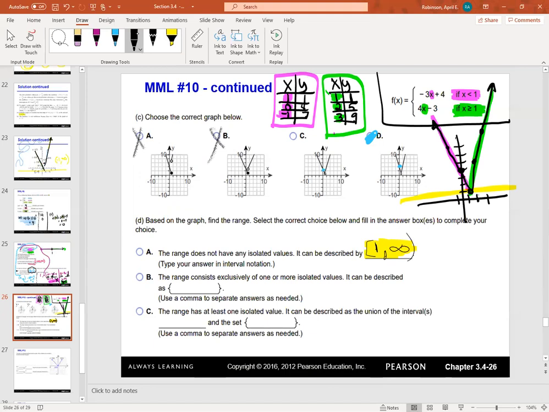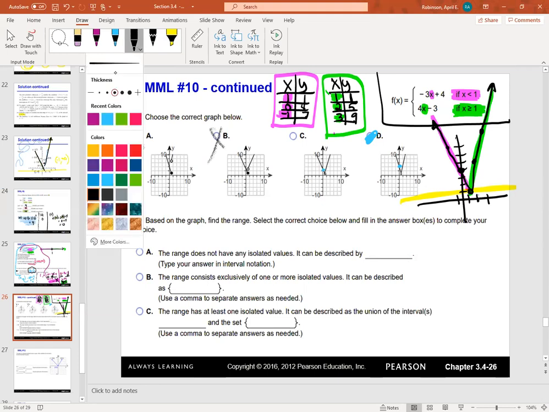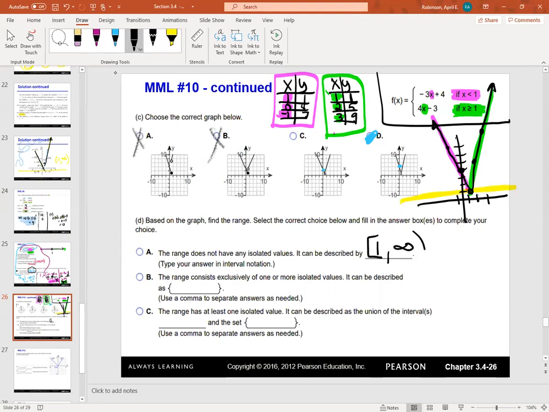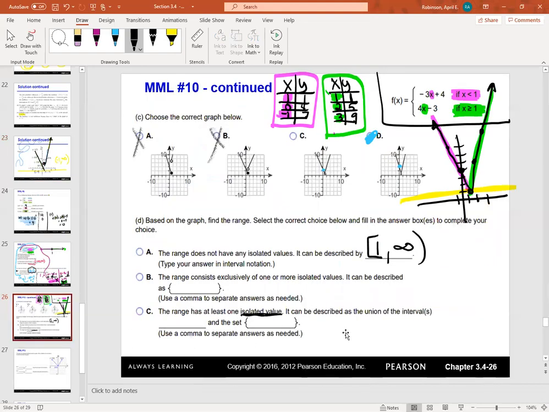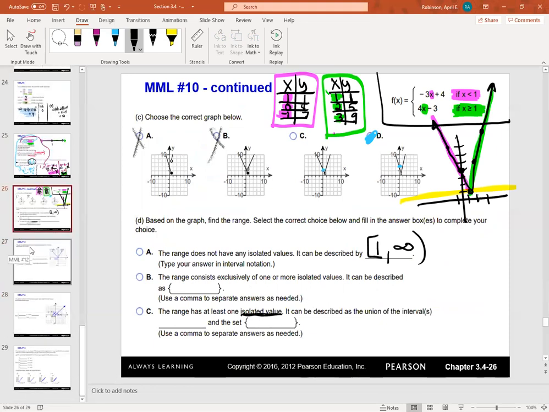So it's choice, oh wait, I'm sorry. A says the range does not have any isolated values that can be described. Oh yeah, I was right, sorry. There we go. Include the 1 and go to infinity. When they say the range has a set of at least 1 isolated value, that would be like this picture back here. This right here, where that pink dot was, that's an isolated value. So anyway, this wasn't isolated. 1 to infinity. Choice A.